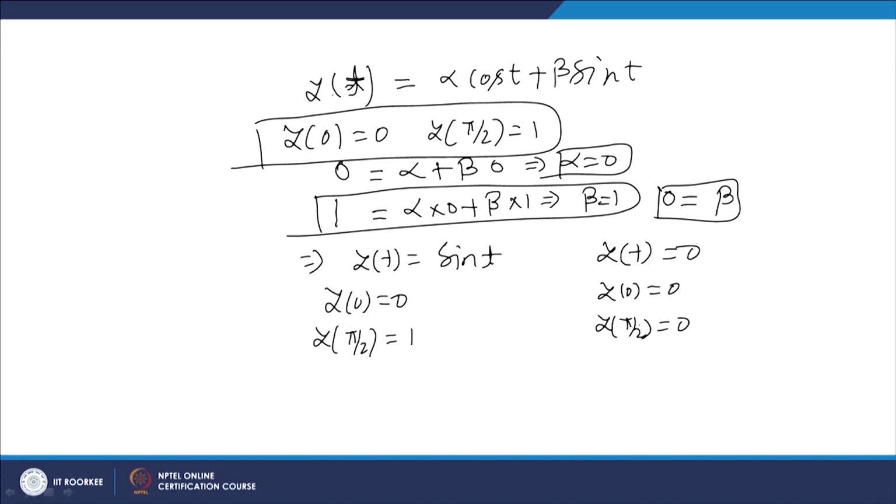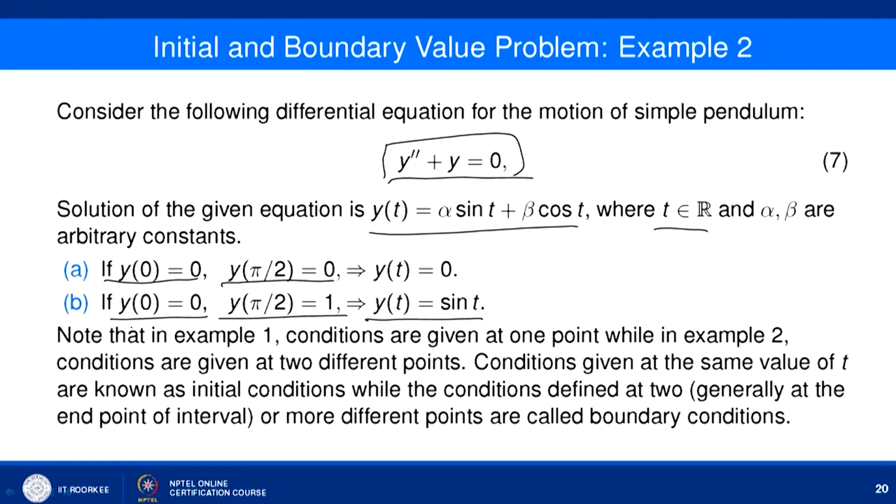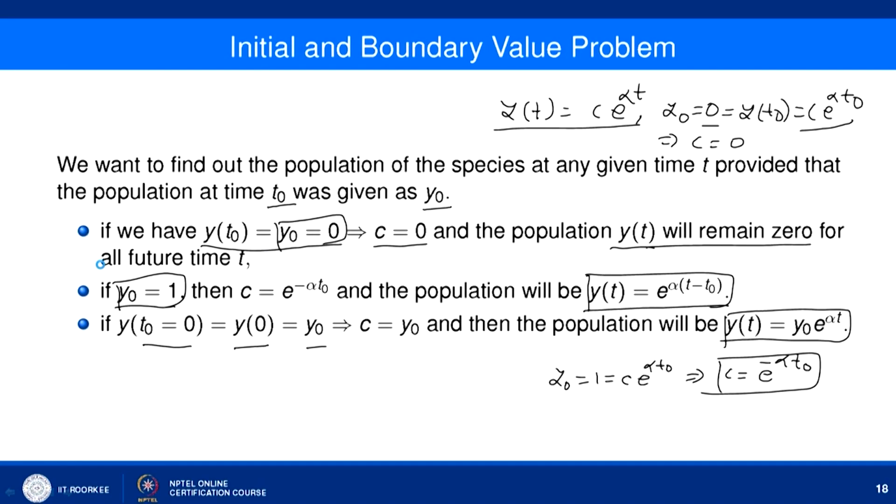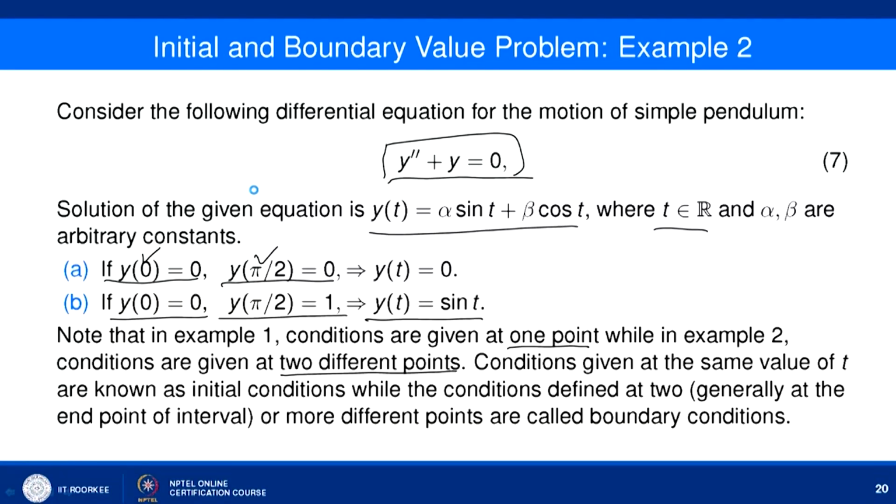So if you change your condition, your solution will also change. And if you look at example 1, the previous example, conditions are given at 1 point, while in this example conditions are given at 2 different points. For example, it is 0 here and pi by 2 here. In the previous example your condition is given only at 0, and in the earlier one it is given only at t naught, right. So it means that in the first example conditions are given at 1 point, while in example 2 conditions are given at 2 different points.